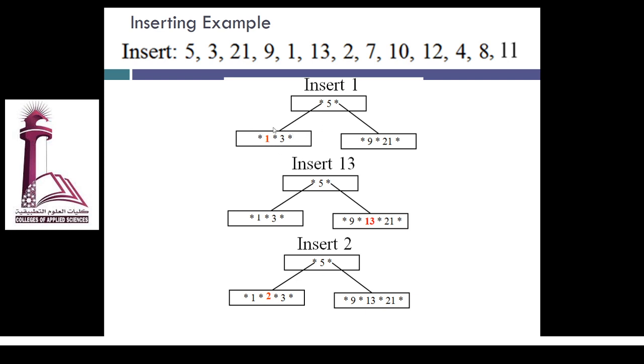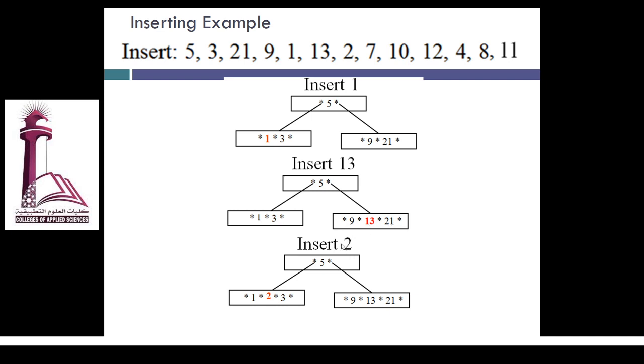Okay, so along with this 3 you can insert 1. And then next we want to insert 13. So 13 you will compare with the root. So 13 is greater than the root. So you have to go to the right. And then on the right you have 9 and then 21. So you have a space and you have to write 13 in the middle because the keys must be sorted in ascending order. So 9, 13 and then 21.